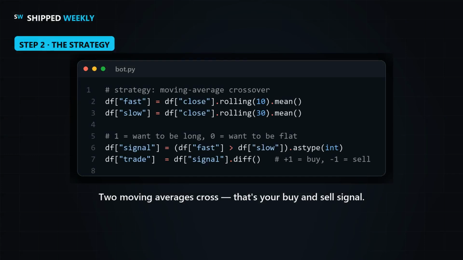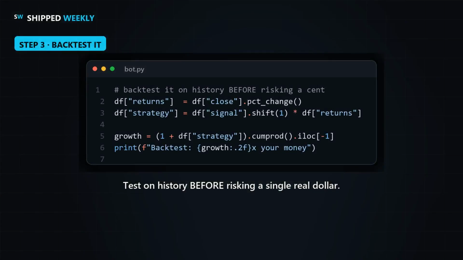Simple, but real. Step 3, and this is the one people skip, backtest it. Run the strategy on past data first. If it can't make money on history, it definitely won't with your real cash.